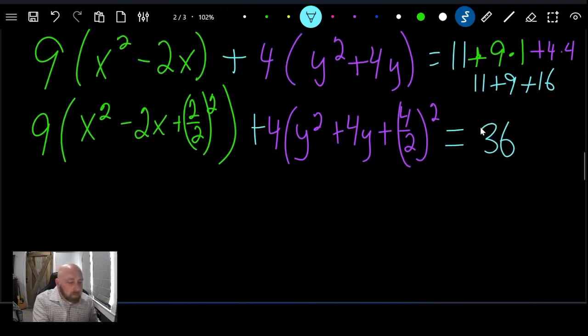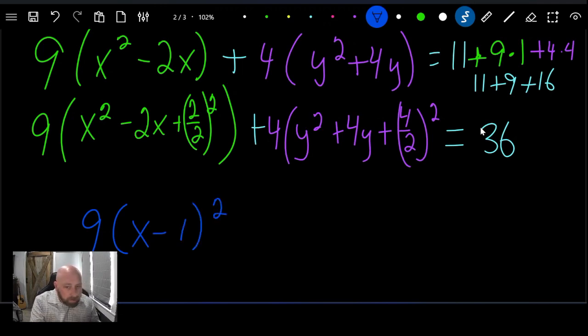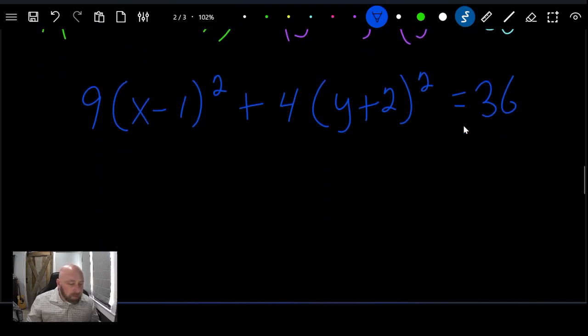All right, now let's clean this up just a little bit. What we have to deal with here is that we would have 9 times, and then we're going to factor this out. So what's the factorization of that? That's going to be x minus 1 squared, and then plus 4 times, and then over here we're going to have y plus 2 quantity squared equals 36. All right, so we're almost done.